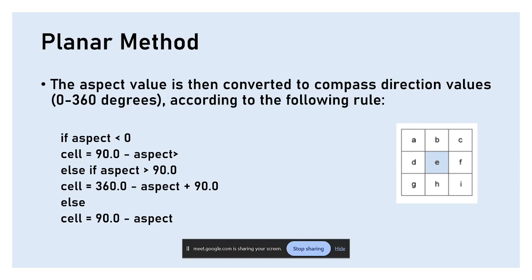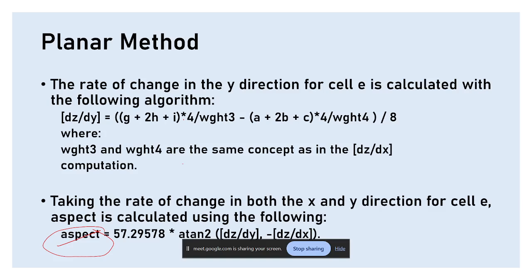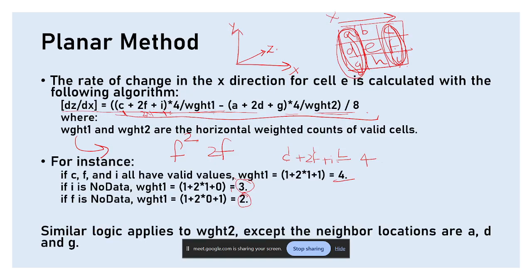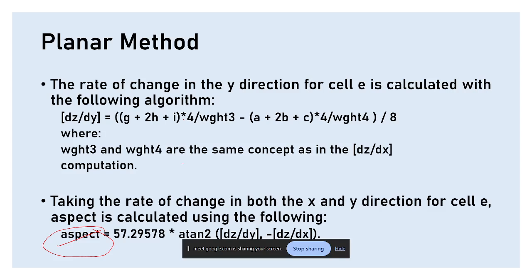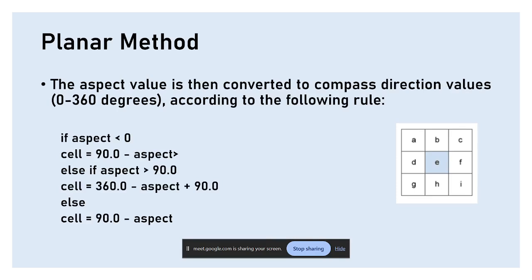Okay, so the aspect value. As I said, we determine the rate of change in the x direction, then the rate of change in the y direction, and then we calculate the aspect. But the aspect that you calculate using this particular formula is not going to give you a value in terms of 0 to 360 degrees, which is the compass direction value. So in order to do that, we will use this logic.